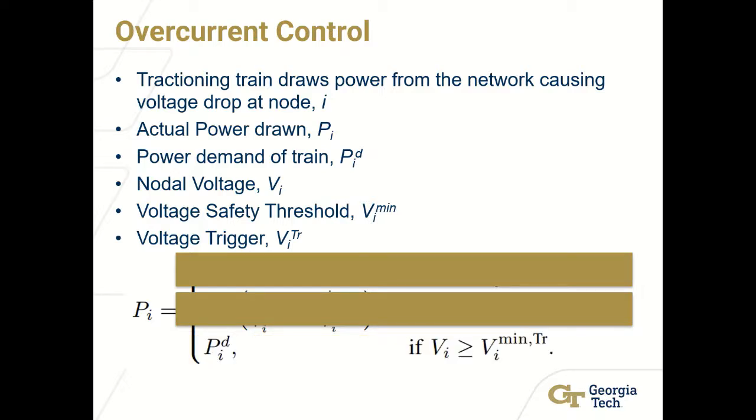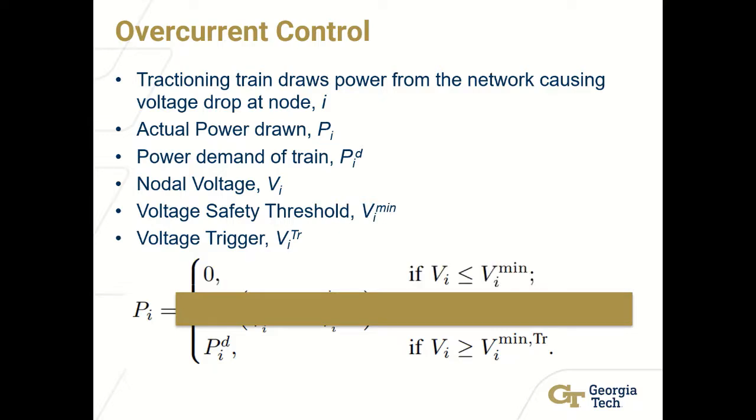When voltage is above that voltage trigger that we just talked about, the power demand of the train is equal to the power drawn. The next one is an easy one. When the nodal voltage is below the minimum safety threshold, the train does not draw any power. So P sub i is 0.